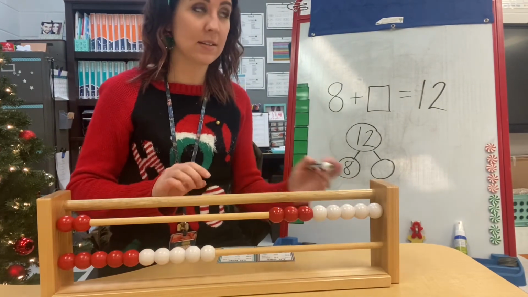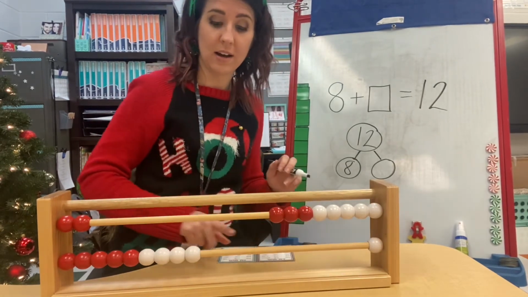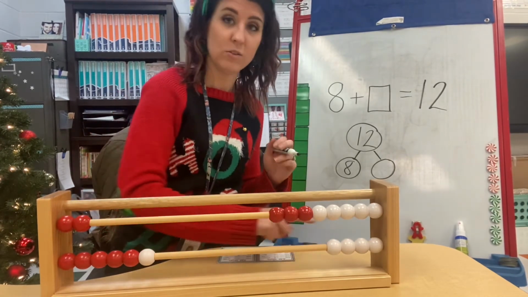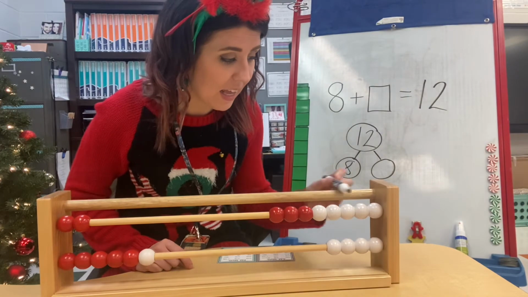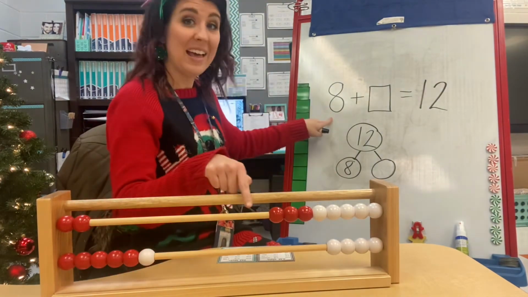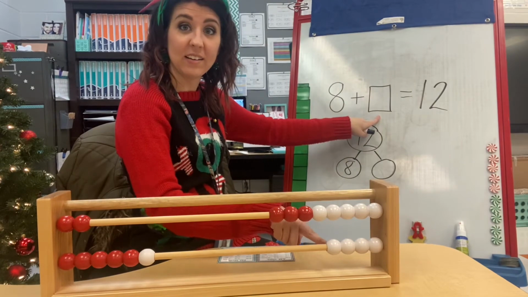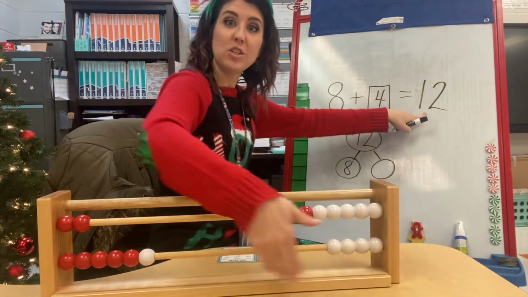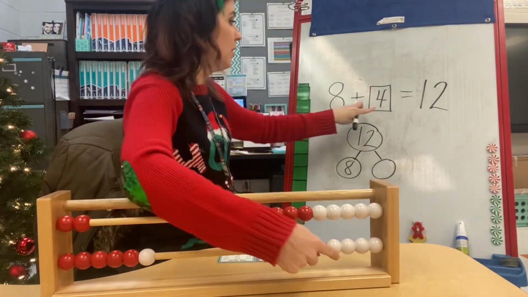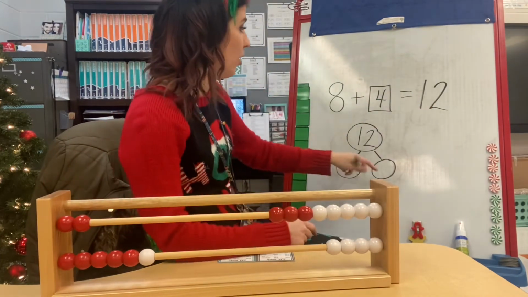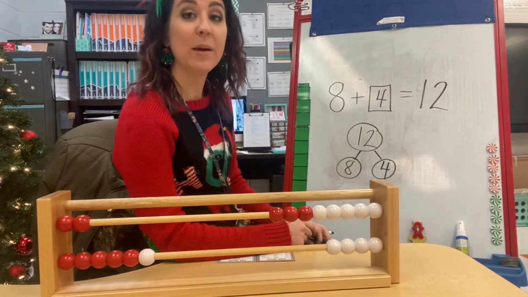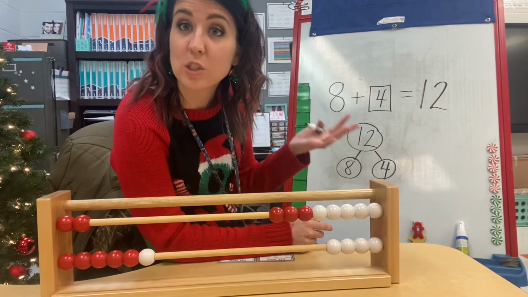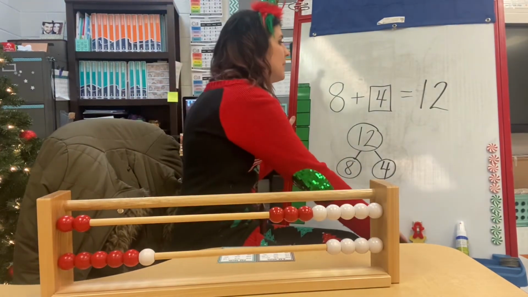Okay, so we have 8, 9, 10, 11, 12. Now take a look at your bead rack. We had 8. How many did we add? We added 4 more, and now we have 12 altogether. Part plus part equals whole. So the other part was 4. 8 plus 4 equals 12. That's called a missing addend because we were missing one of the numbers we were adding, or a missing part.